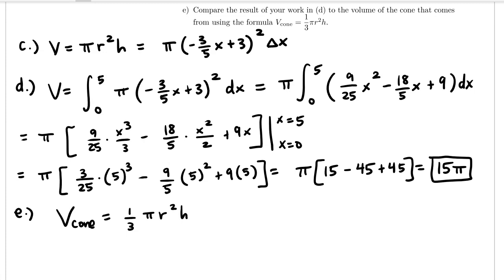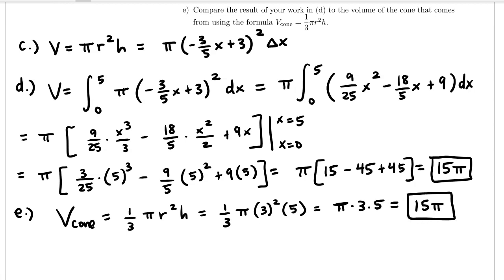So if you go back and look at the picture or the earlier part of the problem, we know that the radius of our cone was 3, and we know that the height of our cone was 5. So 3 squared is 9, 9 divided by 3 is 3, and then essentially we get pi times 3 times 5, so we end up getting 15 pi. So that's kind of cool.